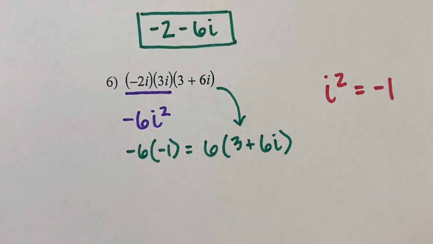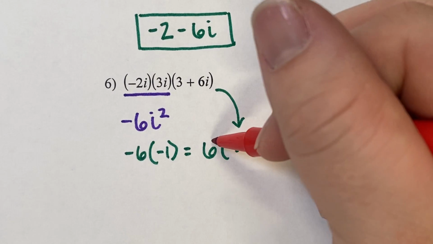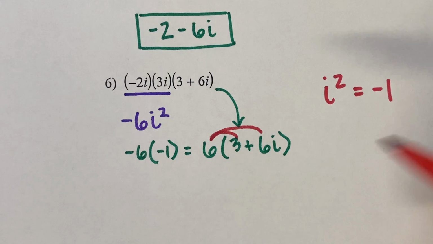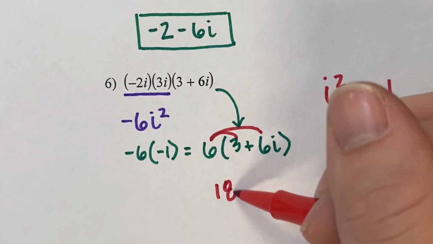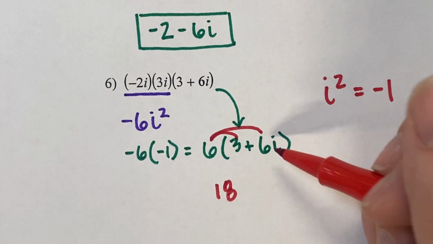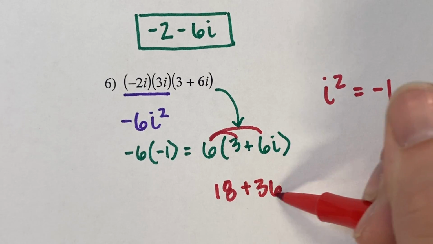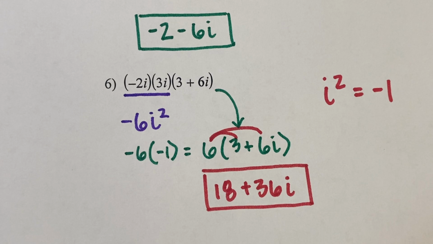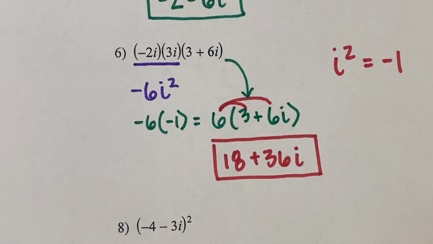Okay, well, now it becomes pretty easy. It just becomes our distributive property. 6 times 3, 6 times 6i. 6 times 3, 18. 6 times 6i, 36i. And there we go.